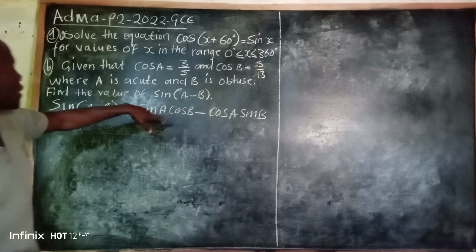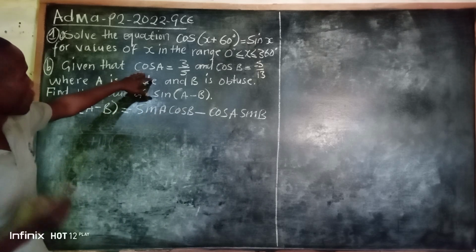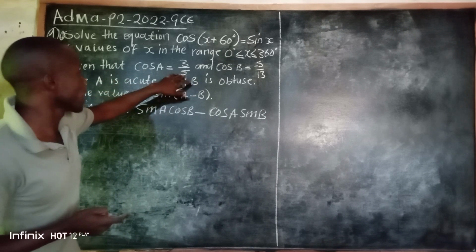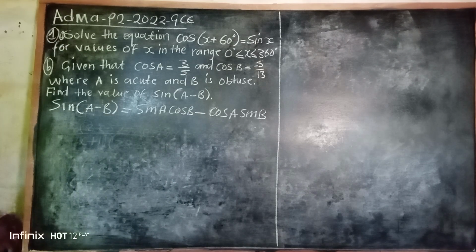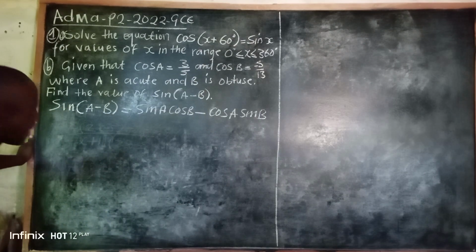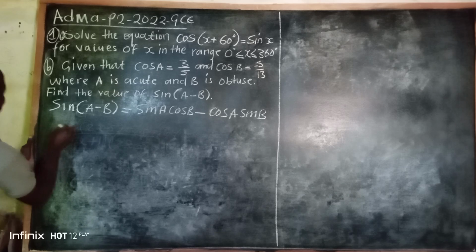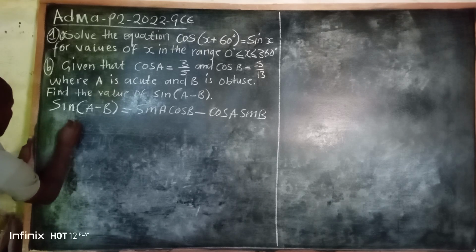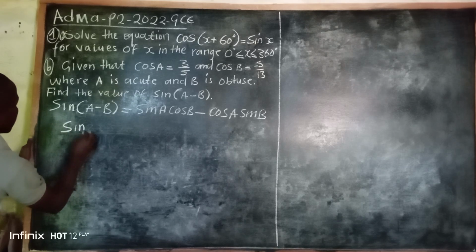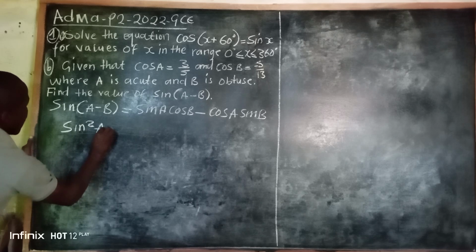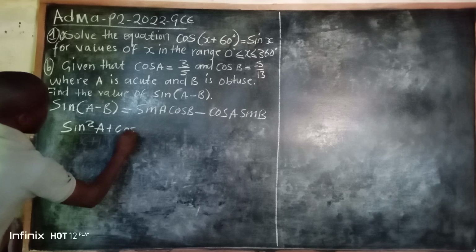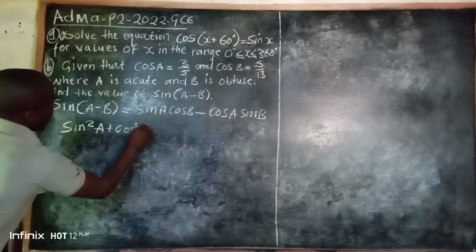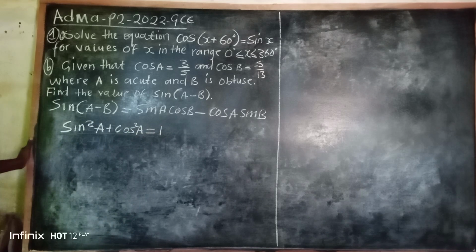So now, to find sine A, we have cos A here. So let us find sine A. The Pythagorean identity states that sine A squared plus cos A squared is equal to 1. You see, that is the first one on the Pythagorean identity.